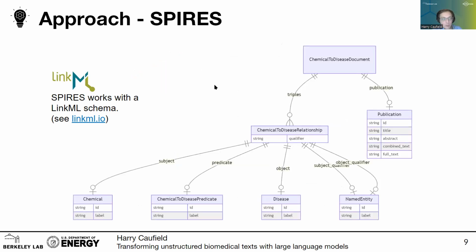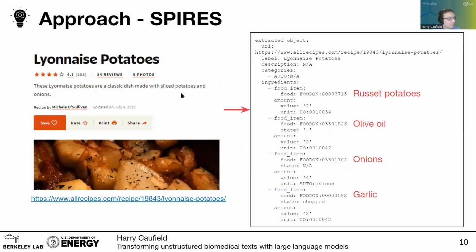So this is a quick example of what a LinkML schema actually looks like in practice before we pass it. Obviously, this is the graphical representation rather than the text. But in this case, you want to define a kind of document that contains relationships between chemicals and disease. So in turn, those documents can be defined by publication metadata. Those specific relationships between chemicals and diseases can be defined based on a subject, object, and a predicate, where the subject is chemical, object is disease, and the predicate is some kind of relationship between them.